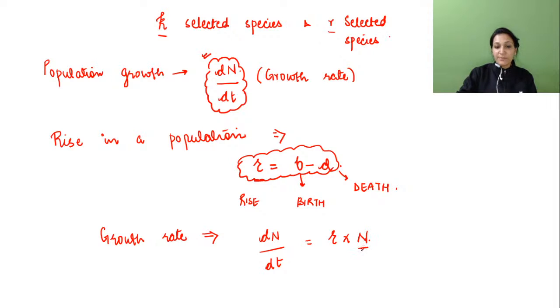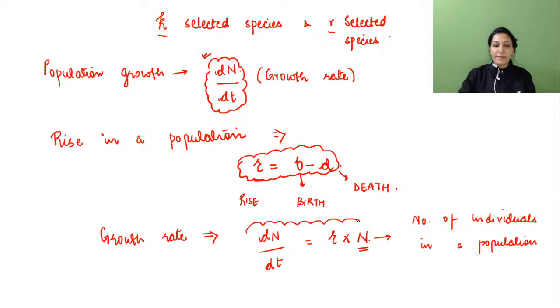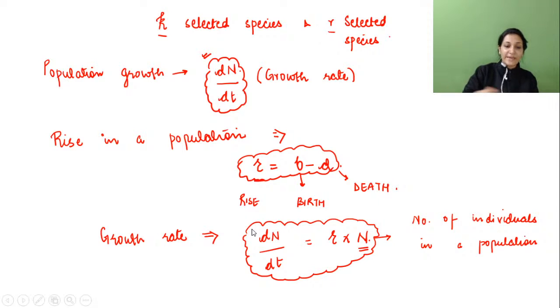Now what is N? We have already seen in previous classes that this N is the number of individuals in a population. So growth rate is dN/dt equal to R into N. R is the rise, N is the number of individuals in a population.